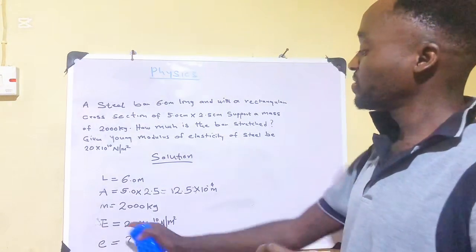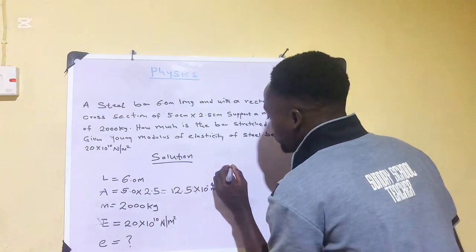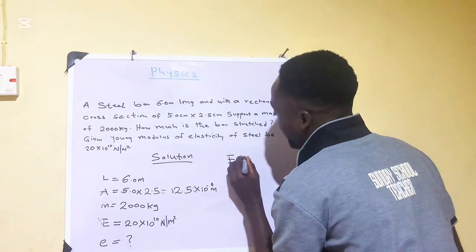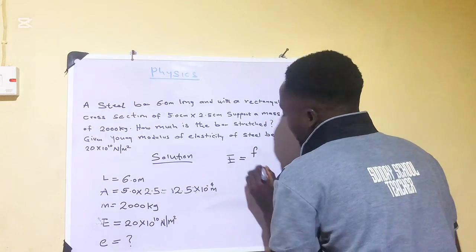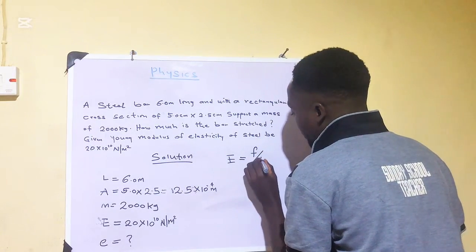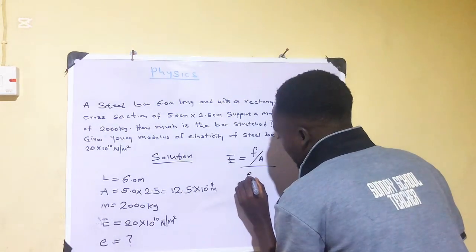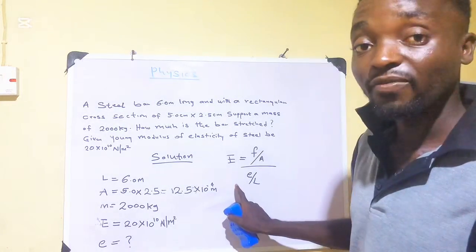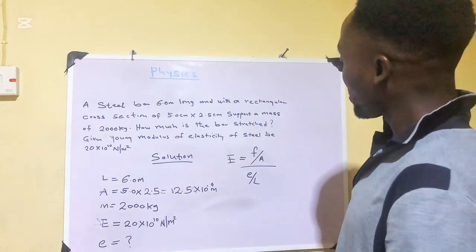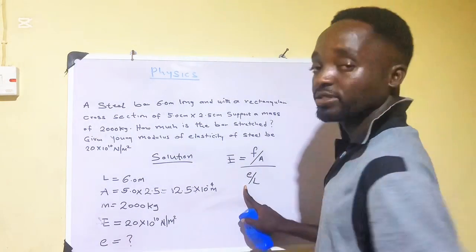So now we have to write the formula for the Young modulus. What is the formula? The formula for the Young modulus is given as E is equal to F, that is force, over area, divided by the extension divided by the length. So this is the formula for the Young modulus. Now what we are asked to find is this e, so we have to find a way of making this e the subject of the formula.